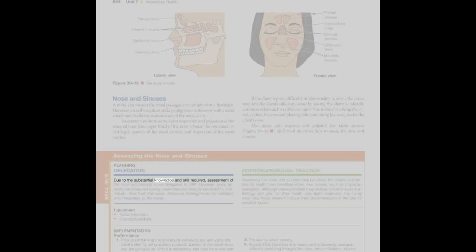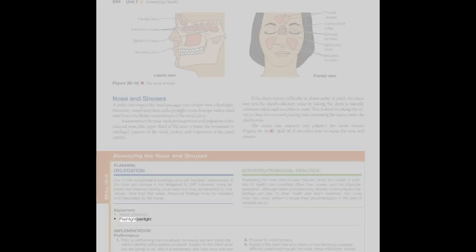Due to the substantial knowledge and skill required, assessment of the nose and sinuses is not delegated to UAP. However, many aspects are observed during usual care and may be recorded by individuals other than the nurse. Abnormal findings must be validated and interpreted by the nurse. Interprofessional practice. Assessing the nose and sinuses may be within the scope of practice for healthcare providers other than nurses, such as physician assistants. Although these providers may verbally communicate their findings and plan to other healthcare team members, the nurse must also know where to locate their documentation in the client's medical record.